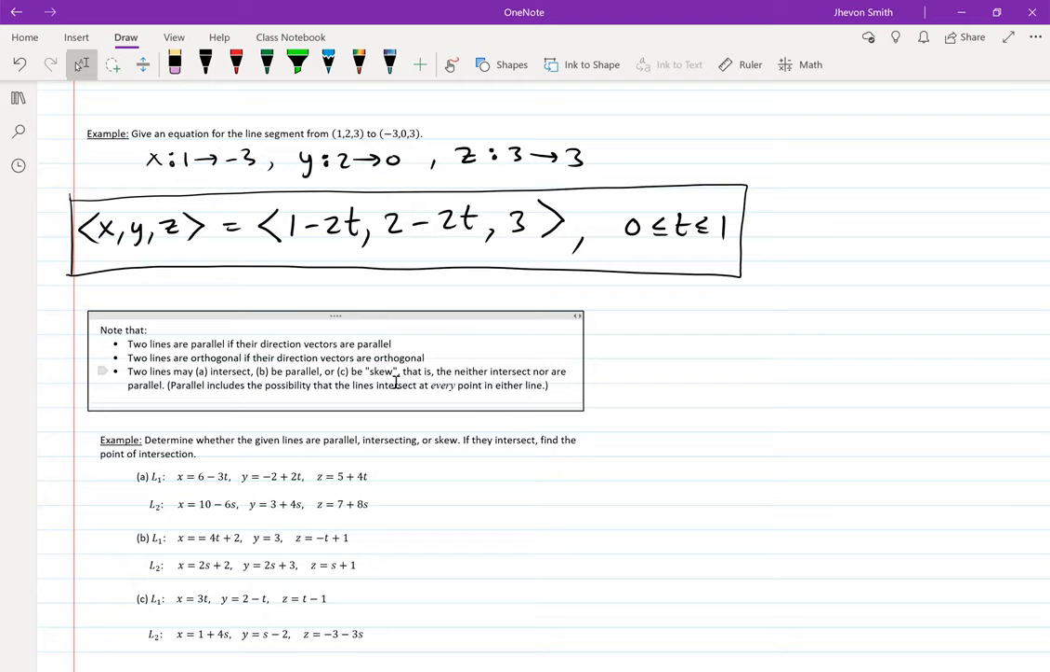In 2D, in the XY plane only, if your lines live in the XY plane, then they're either parallel or they intersect. There's no other possibility. In three dimensions, there is a third possibility. This possibility is called skew.